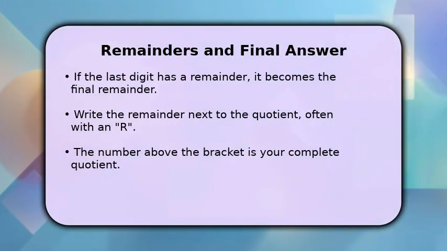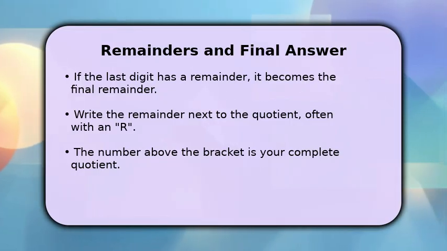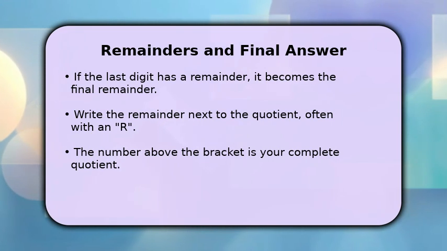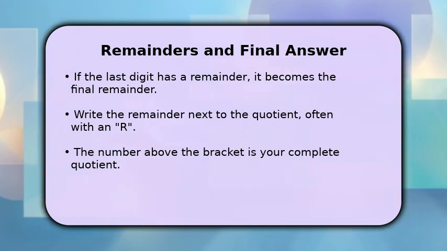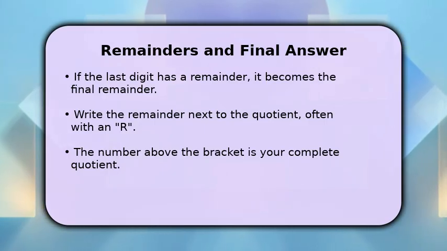Finally, let's talk about handling remainders and getting your final answer. If the very last digit you divide leaves a remainder, that becomes your final remainder for the entire problem. You'll write this remainder next to your quotient, often denoted with an R. The complete number you've written above the bracket is your full quotient. Always take a moment to double-check your work by multiplying your quotient by the divisor. It should equal your original dividend.